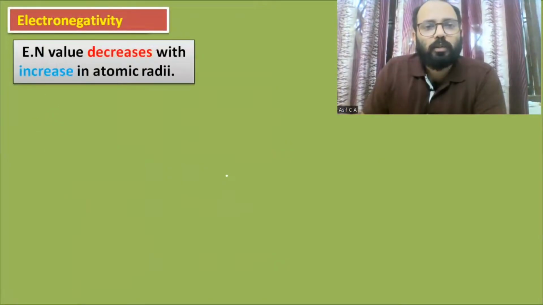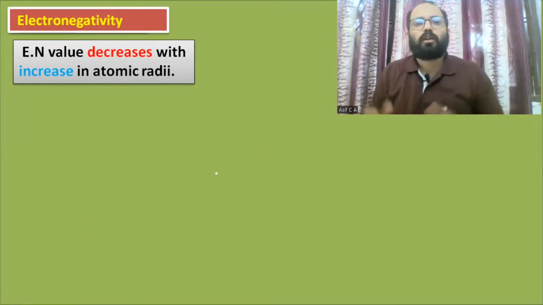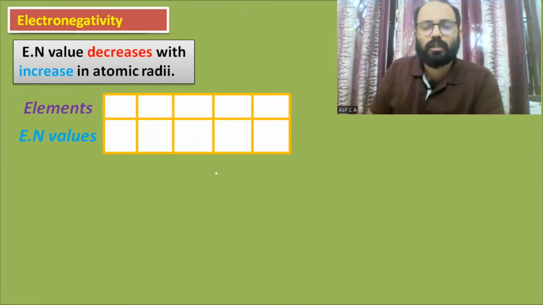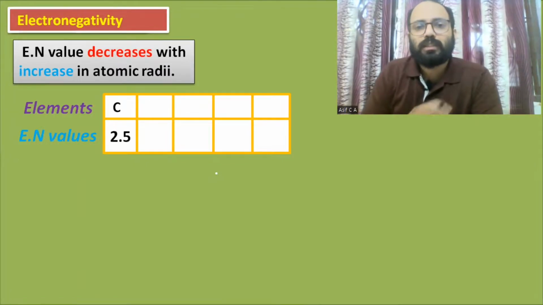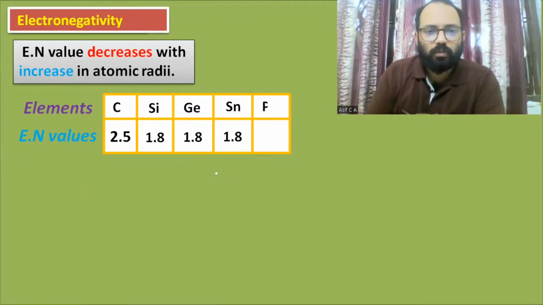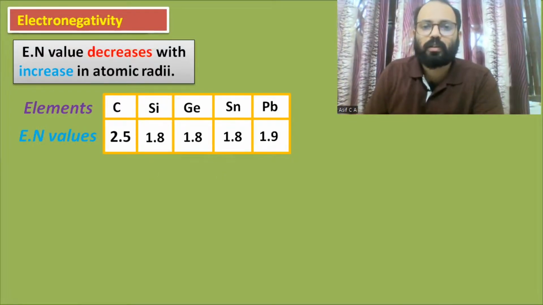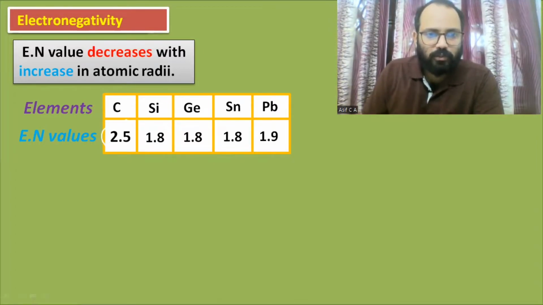Now, looking at electronegativity, electronegativity decreases with increase in atomic radii. So coming down the group, electronegativity should decrease. But when you see the electronegativity of these elements, carbon is 2.5, and for the rest it is 1.8, 1.8, 1.8, 1.9. So carbon has some higher value, but the rest of them, silicon, germanium, and tin, are almost the same.